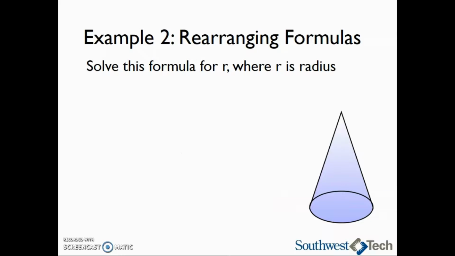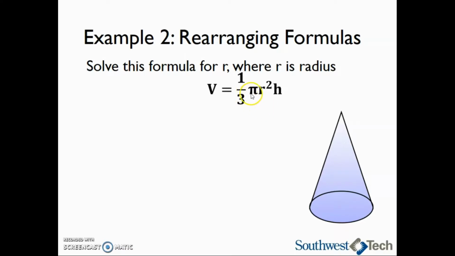Let's take a look at another example. So we're going to solve this formula for r, where r is the radius, and our formula is v is equal to 1/3 pi times r squared times h. This is actually the volume of a cone. And in this problem, we notice that there isn't any addition or subtraction, so we don't have to worry about that. We're going to jump right into the multiplication and division.